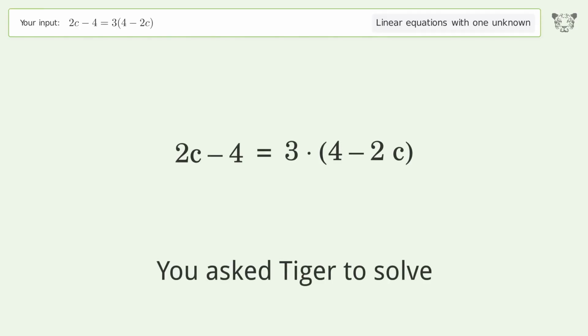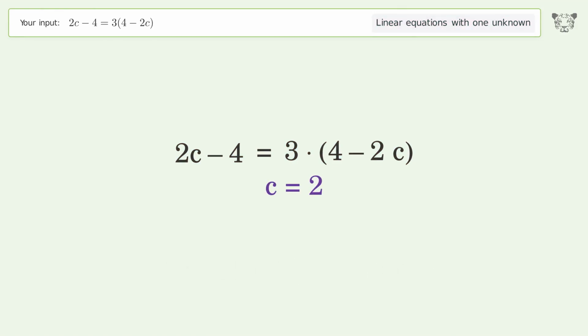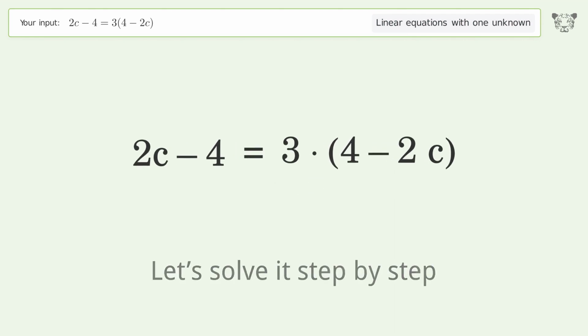You ask Tiger to solve this. This deals with linear equations with one unknown. The final result is c equals 2. Let's solve it step by step.